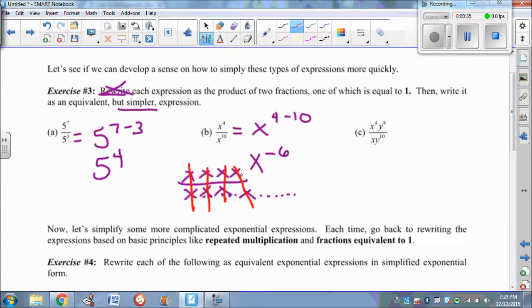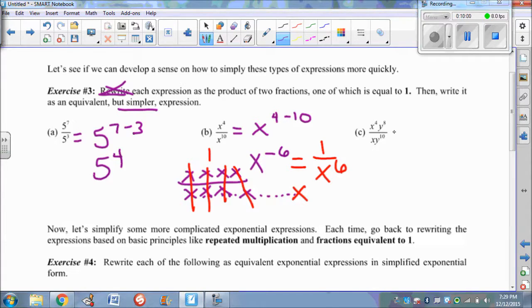What are we left with in the top? We're left with a 1. Not a 1x, a 1. And what essentially are we left in the bottom? I didn't write them all out. We're left with x to the 6th in the bottom. So right now, x to the negative 6 is equivalent to 1 over x to the 6th. And we're going to spend more time with that in the next section.